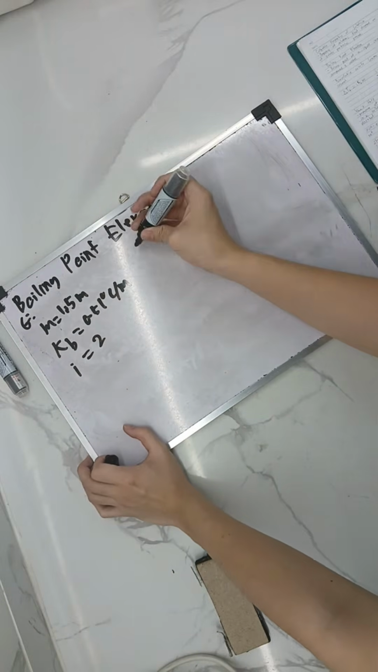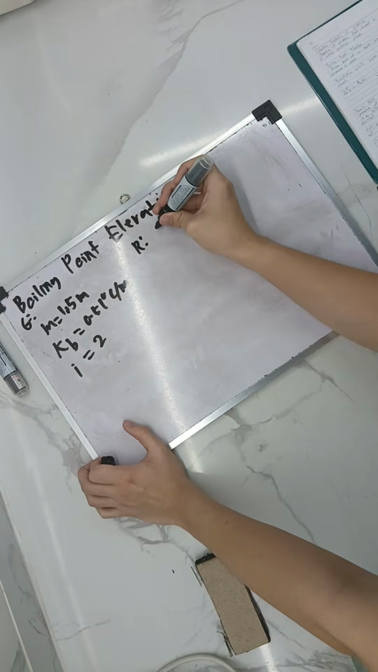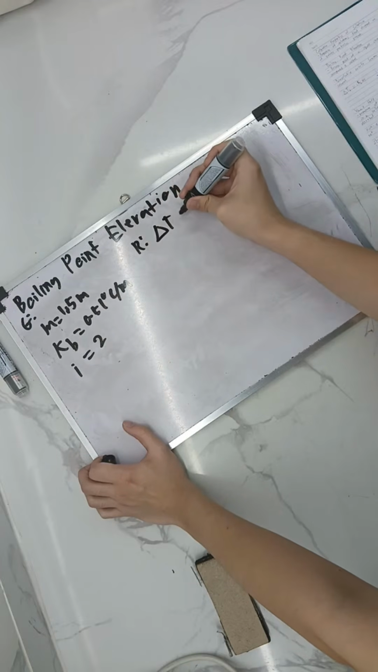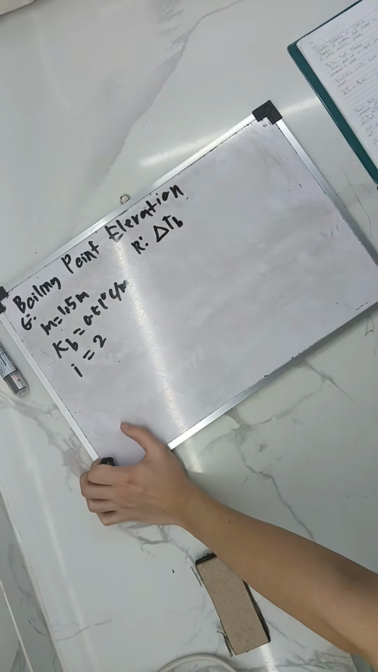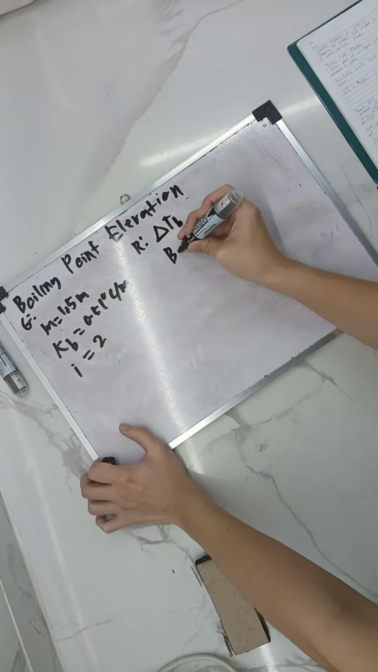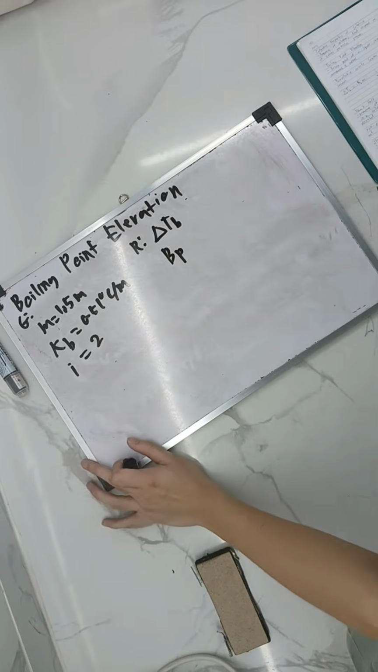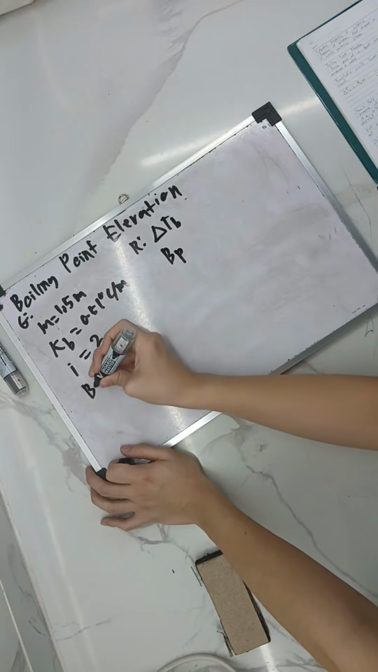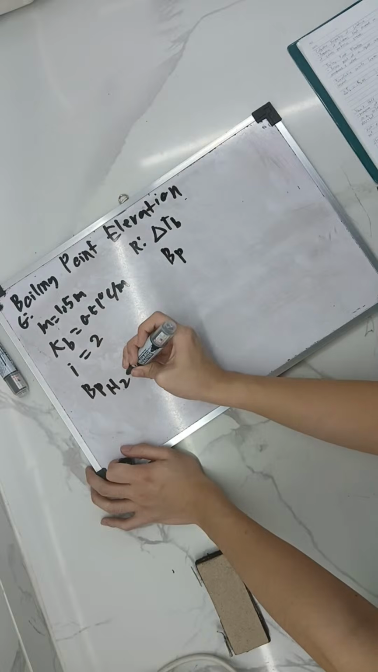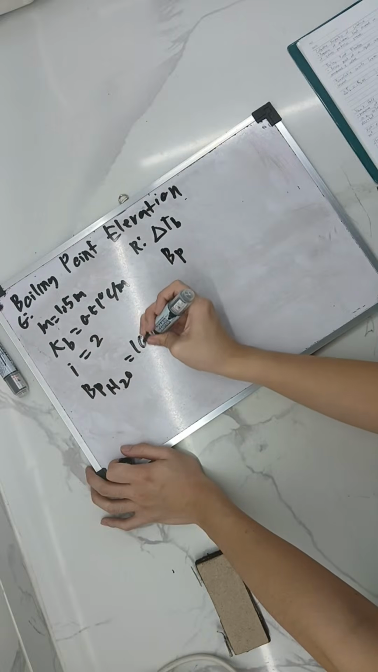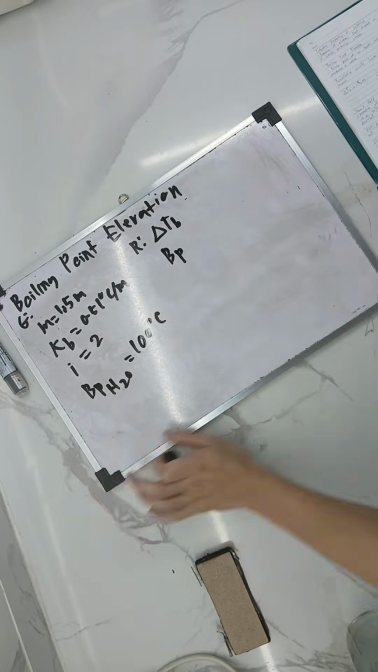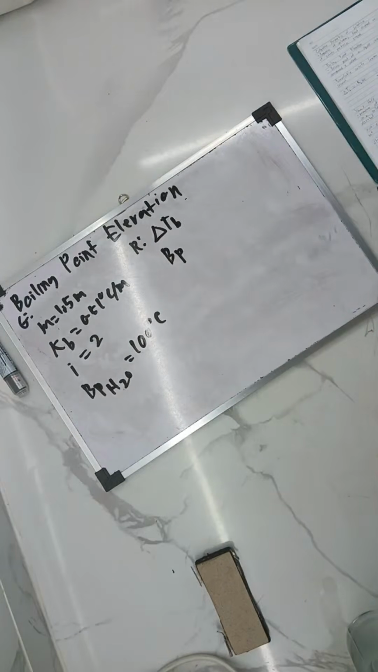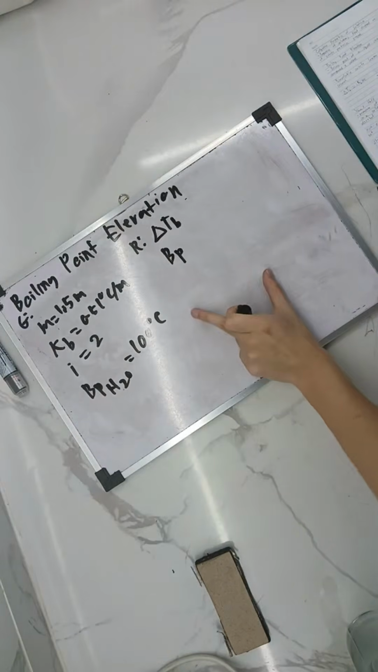Now we are required to find the boiling point elevation as well as the boiling point of the new solution. I shall also say that this was given in water. The solvent is water. So we could say that the boiling point of H2O is equal to 100 degrees Celsius. Okay, so this is the boiling point. This is all the given, and these are the required.